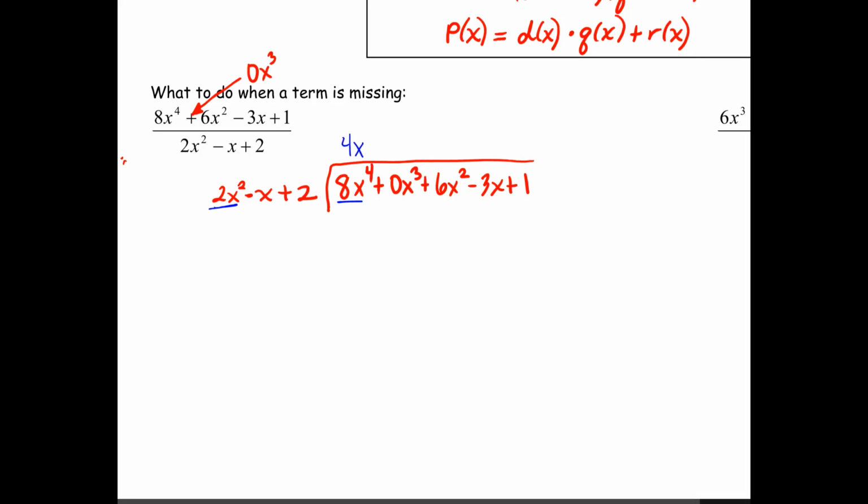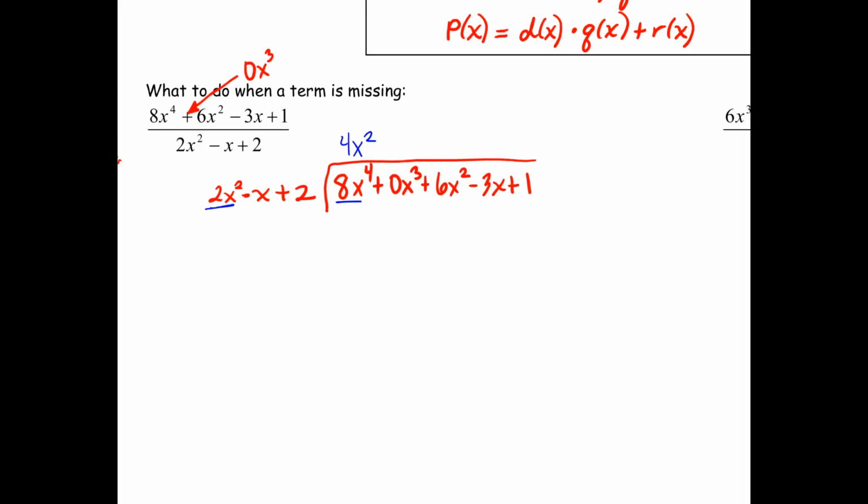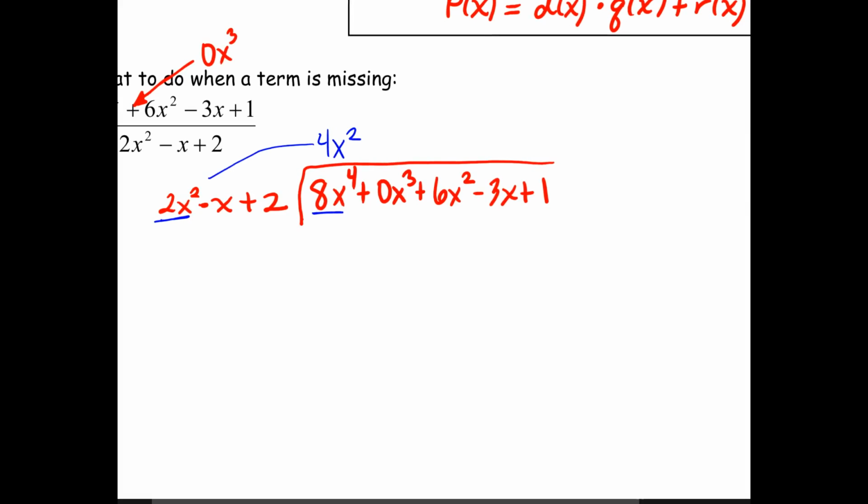4x squared. Good. What do I do with that number then? Distribute. So distribute this back through to, now in this case we're going to have 3 terms. So 4x squared times 2x squared would give me 8x to the fourth. 4x squared times negative x would give me negative 4x to the third. 4x squared times 2 would give me 8x squared. And then what do I do with all of those? Subtract. Make sure you subtract all of them.